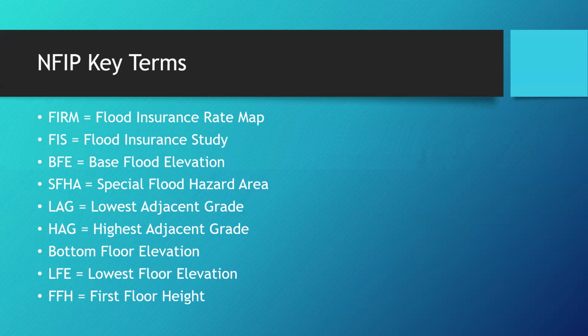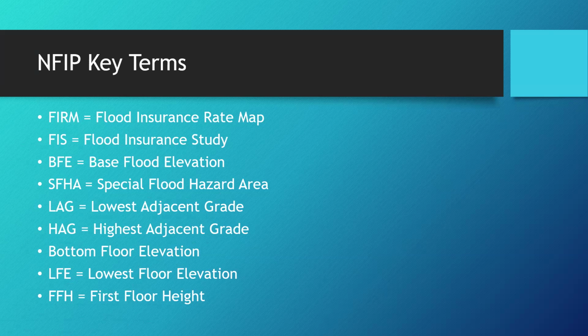So the FIRM is the flood insurance rate map, and that is basically your flood map from FEMA. That shows you where your special flood hazard areas are. You have the flood insurance study that accompanies the map, and that is basically a detailed report on how the maps were created. The base flood elevation is the elevation that is expected to be reached by floodwater in the case of a 100-year flood, and that is what we regulate to.